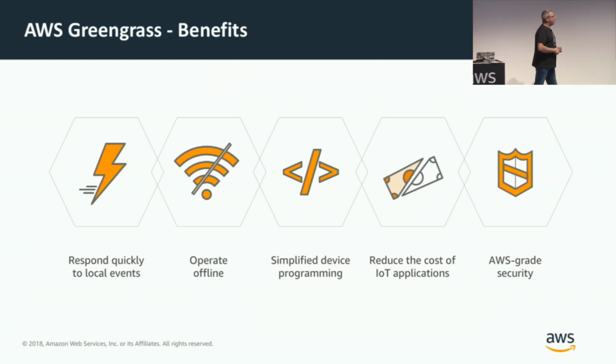It will be simplified device programming by using Lambda. So if people are already using Lambda, they can apply the same technology into Greengrass. It will reduce the cost of your IT applications. It will reduce the cost of your communication and power in many, many cases, because the less you process, the less power you consume. And of course, AWS great security, same as you get when operating with AWS IoT Core.